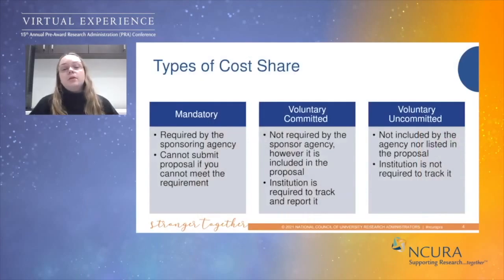The last type is voluntary uncommitted. You may hear this sometimes called after-the-fact cost share. Really what this is, the proposal comes in, there's no cost share, nothing's quantified on the proposal. It gets awarded, you set the project up, and then your faculty member may come to you and say, oh, well, I want to volunteer 5% of my colleagues' time on the proposal.